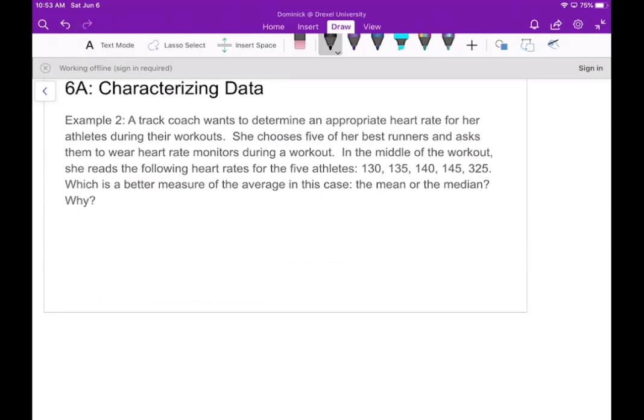Now, a track coach wants to determine appropriate heart rates for athletes during their workouts. She chooses 5 of her best runners and asks them to wear heart rate monitors during a workout. In the middle of the workout, she reads the following rates for the 5 athletes. So we have 130, 135, 140, 145, and then 325. Now, if you know anything about heart rates during exercise, this is not good, right? You'd be dead, right? So, of course, there's something wrong with that heart rate monitor, and that's producing an outlier in this data set.